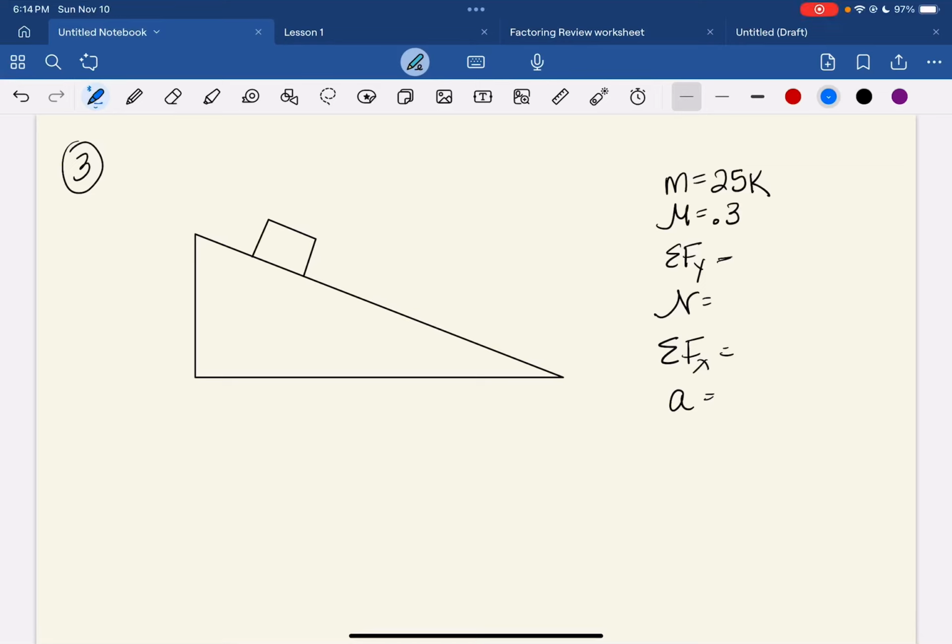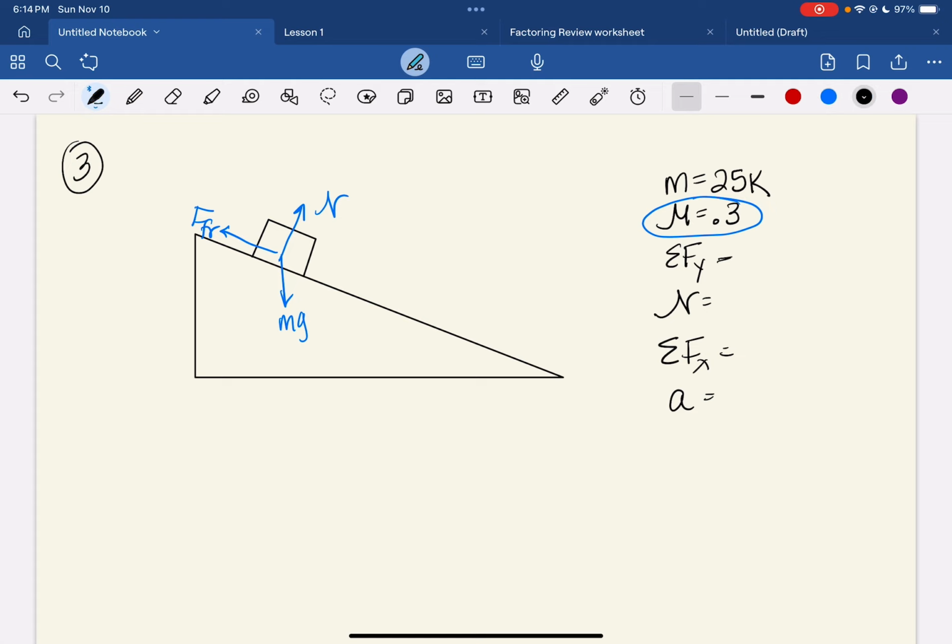This is the last of the inclined planes. And so in this one, we do have friction involved. So let's go ahead and draw our forces. So we have mg going straight down. Our normal force is perpendicular to the surface. And then now we have force of friction going up the ramp.